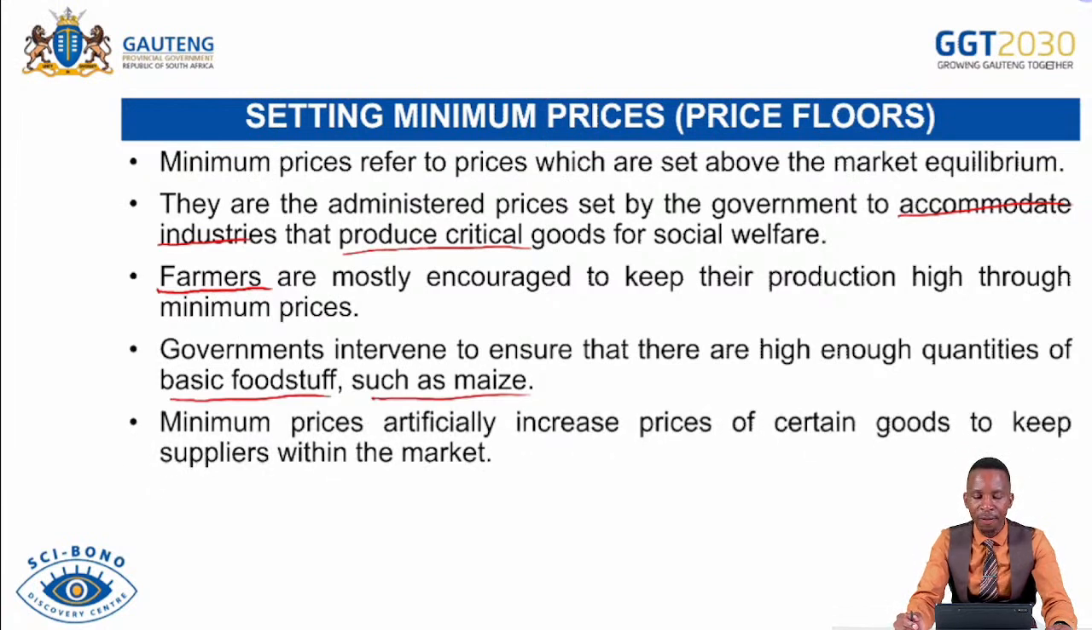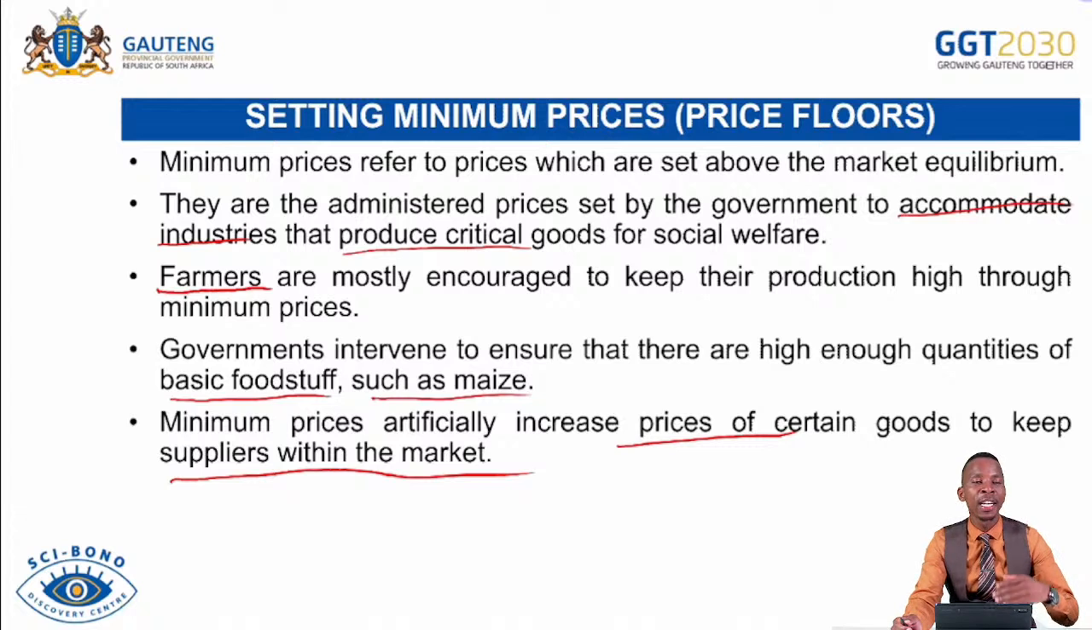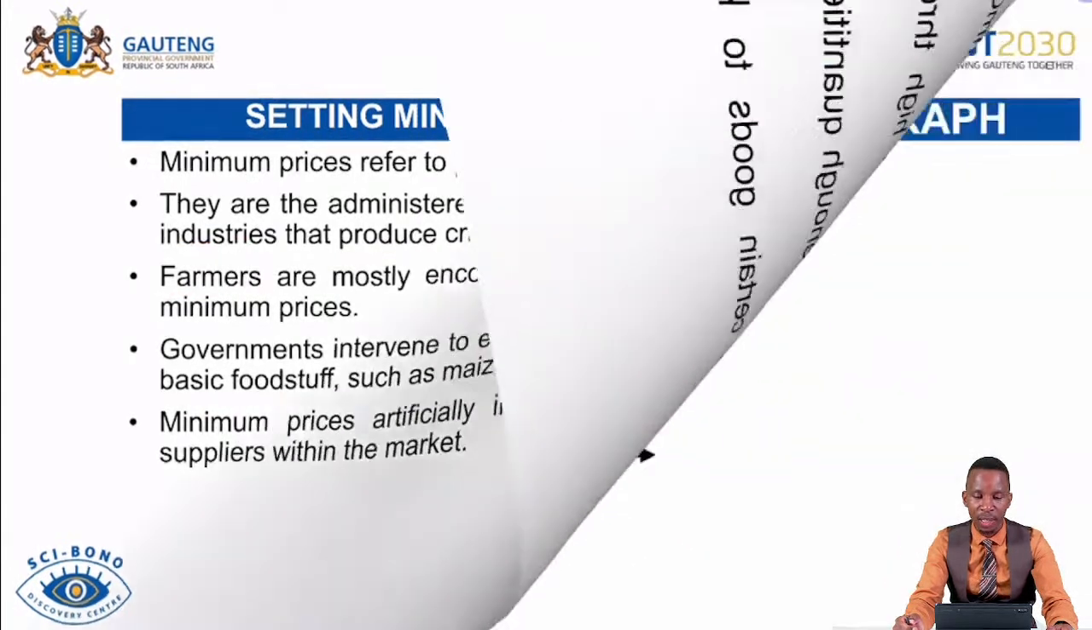Minimum prices artificially increase prices of certain goods to keep suppliers within the market. So in this case, the price of certain goods is increased to keep suppliers within the market, not to leave the market. For suppliers to be encouraged to produce more of the product, they are given a chance to set prices above the market price so that they will keep on producing the product, because with the higher price of the product, producers are always motivated to supply more of that particular product.